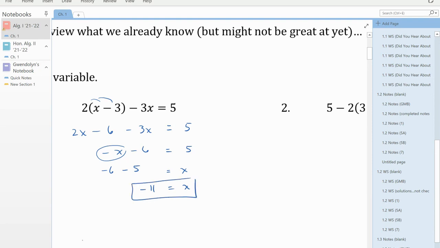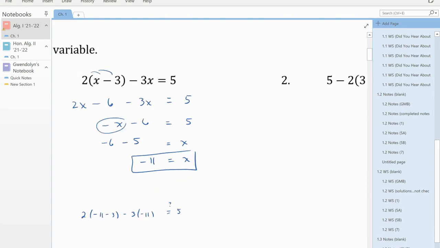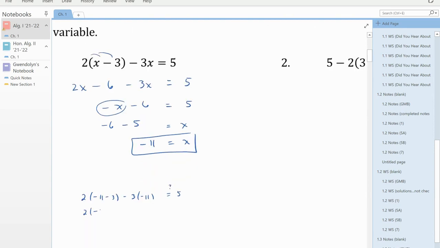And again, if I want to check it, it says I'm supposed to get 5. Let's see if I do. Yep, I know it's right.